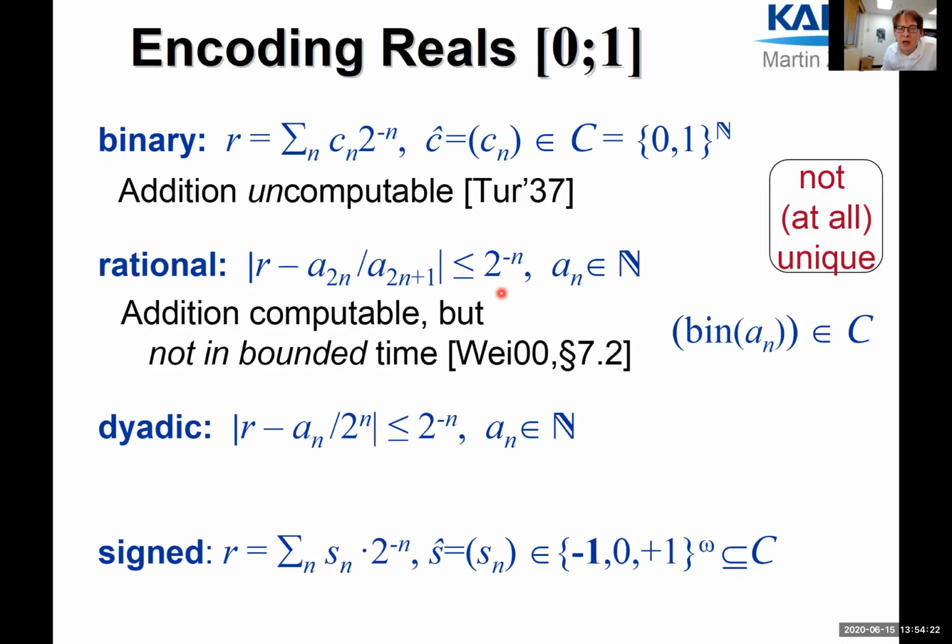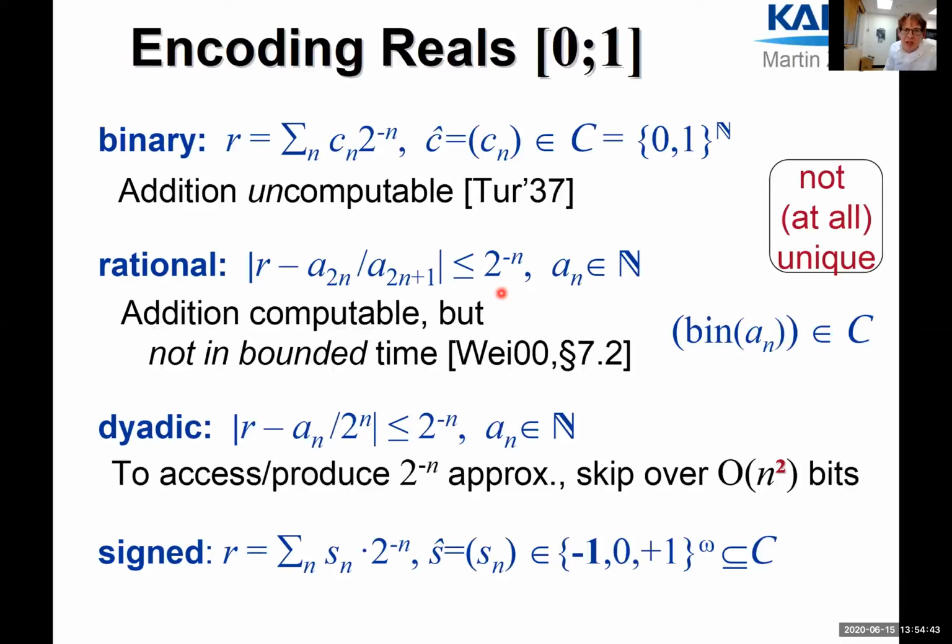So instead, here we measure computational cost in dependence on the output precision. But for rational approximation of the addition, there is no such finite bound, as has been demonstrated, for instance, in Klaus Weihrauch's textbook in chapter 7.2. Whereas for the dyadic representation, addition is not only computable, but it is computable in quadratic time in a sense.